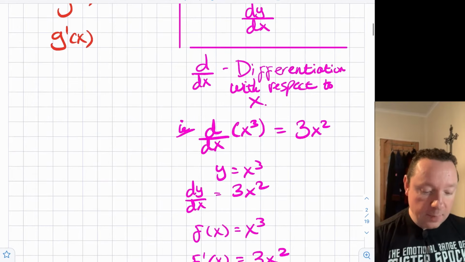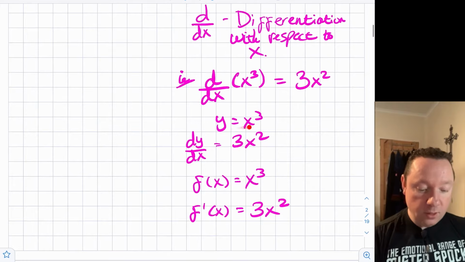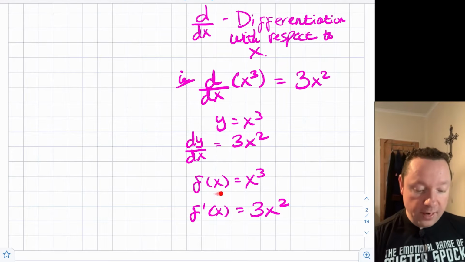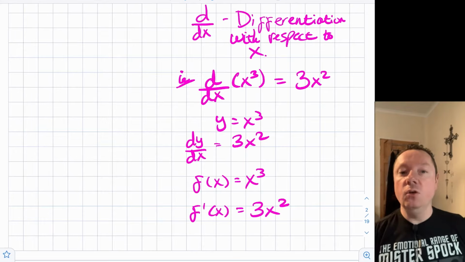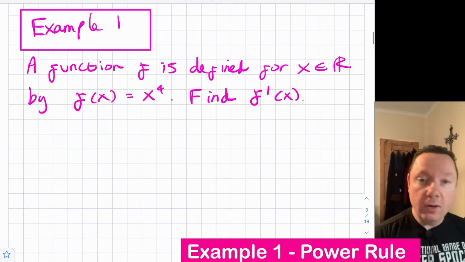In other words, d by dx of x cubed would be 3x squared. Take the power down, take away 1. If y was equal to x cubed, then dy by dx would still be 3x squared. Notice the notation's shifting. Or if f of x was x cubed, then f dash x was 3x squared. And you'll have to know all these different notations and realise that it all means the same thing. Okay, straight on to an example.